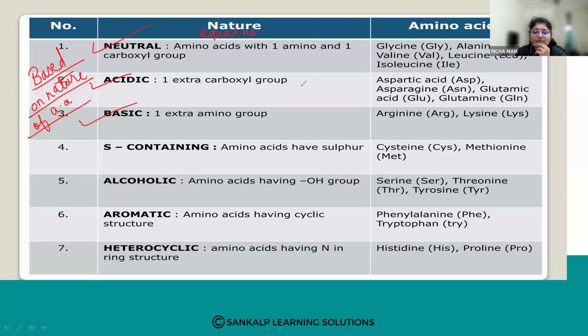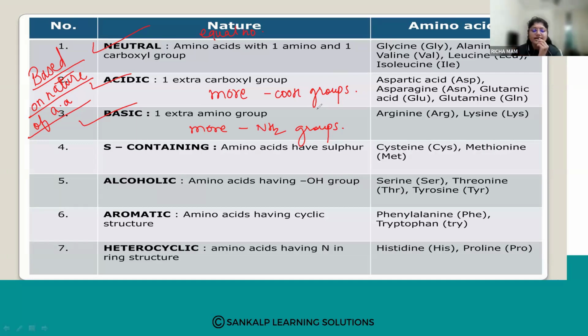Then what is an acidic amino acid? In an acidic amino acid, you have more carboxylic groups. Then they are called acidic. The examples are aspartic acid, asparagine, glutamic acid, and glutamine. Next is basic amino acid. Basic amino acids consist of more amino groups. Which are those? Arginine, lysine, etc. So this is the first classification, based on the nature of the amino acid.